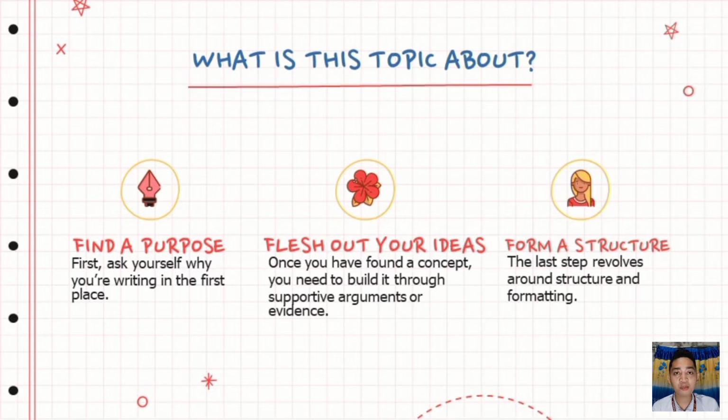And the last one, form a structure. The last step revolves around structure and formatting. Review the things you have already written, then cut out the unconnected ideas. The final notes should have a beginning, middle, and end. That way, you have a general idea of what your blog post is about and how you plan to write it.